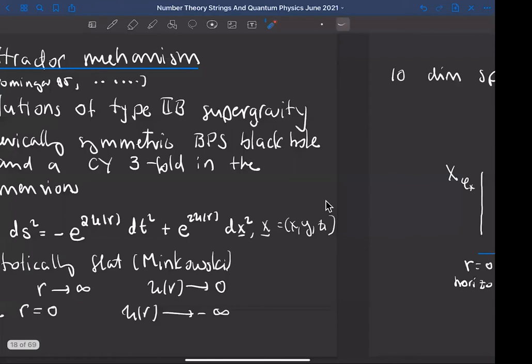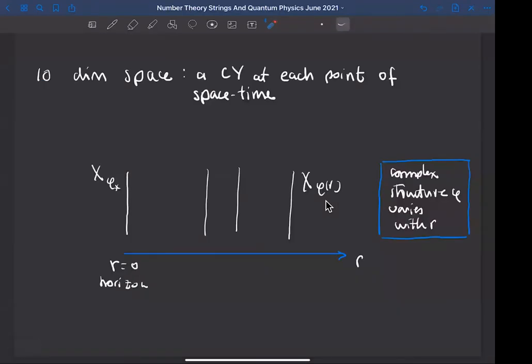The 10-dimensional space looks like this: you have this four-dimensional space-time, which is a black hole, and at each point you will have a Calabi-Yau. But the solution is such that this Calabi-Yau varies; the complex structure of the Calabi-Yau at each point depends on r. So as you vary along this radial coordinate, the complex structure changes. So we have a complex structure at some generic value of r, and a complex structure at the horizon, which I'm going to call phi star.